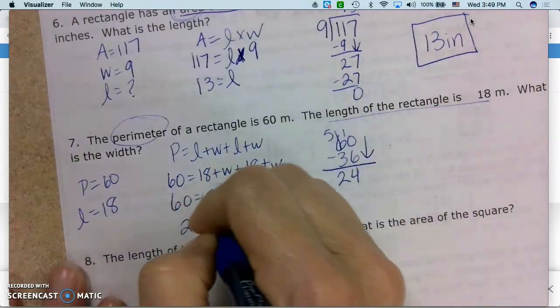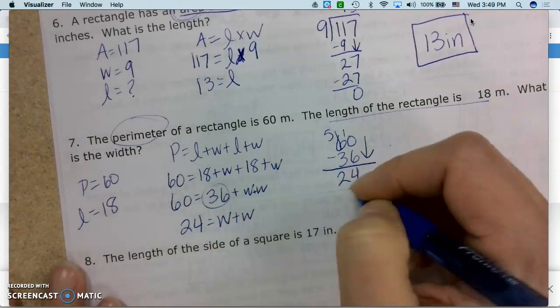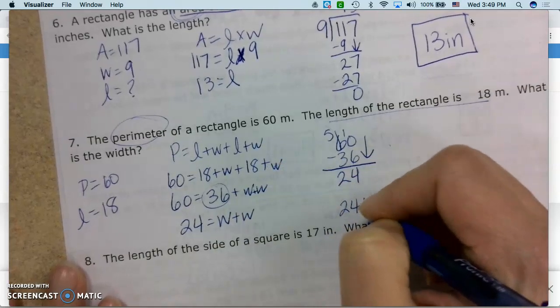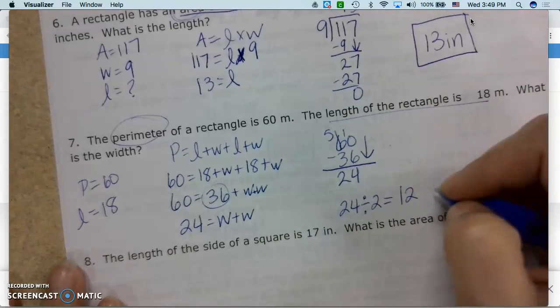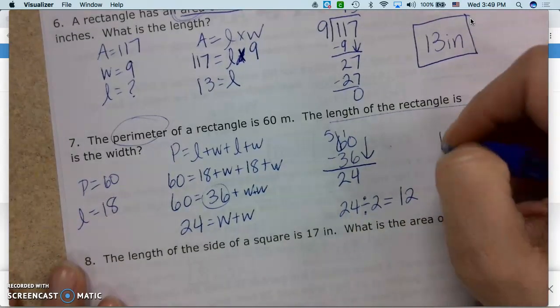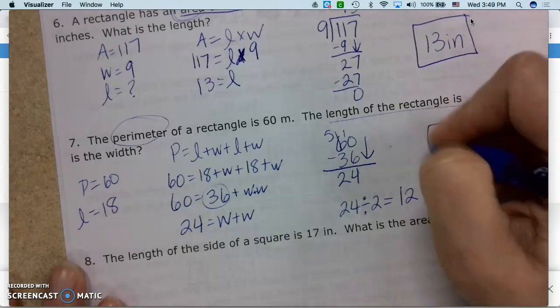So 2 W's is equal to 24, so then I would have to take 24 and divide it by 2. And with multiplication facts, I can think 2 times what makes 24, and it's 12. So 1 width is equal to 12, and it would be meters. Only area is squared, width is not squared.